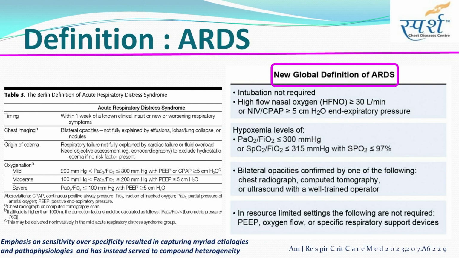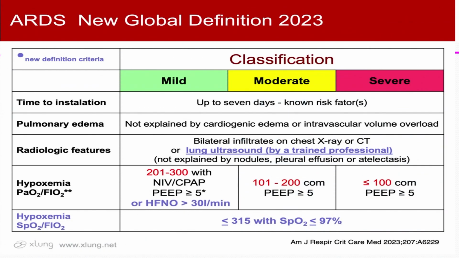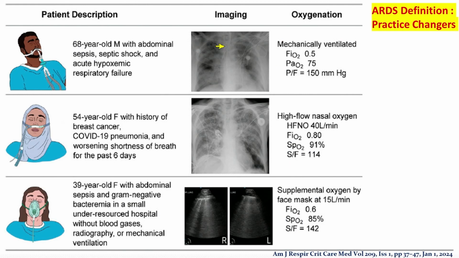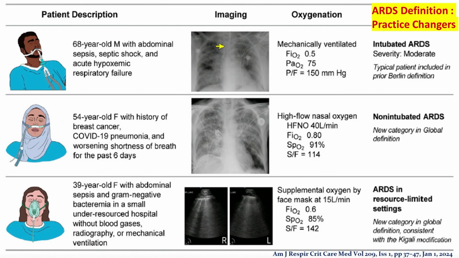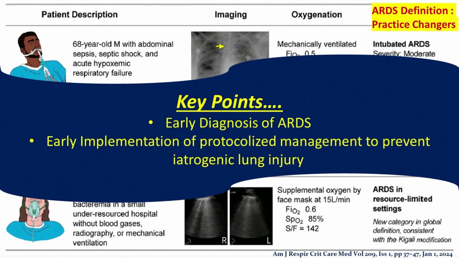You can go ahead with an ultrasonography, and non-intubated patients can also have ARDS. The highlights in the blue are the new additions to the guideline from the Berlin definition. What it does as practice changes is no longer wait for patients to go on to high flow. Even a patient on oxygen can have ARDS. So pick up ARDS early.